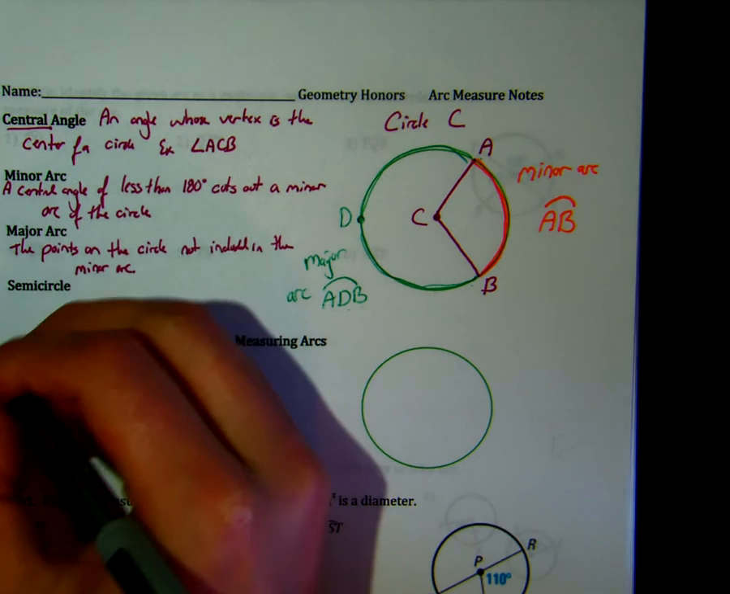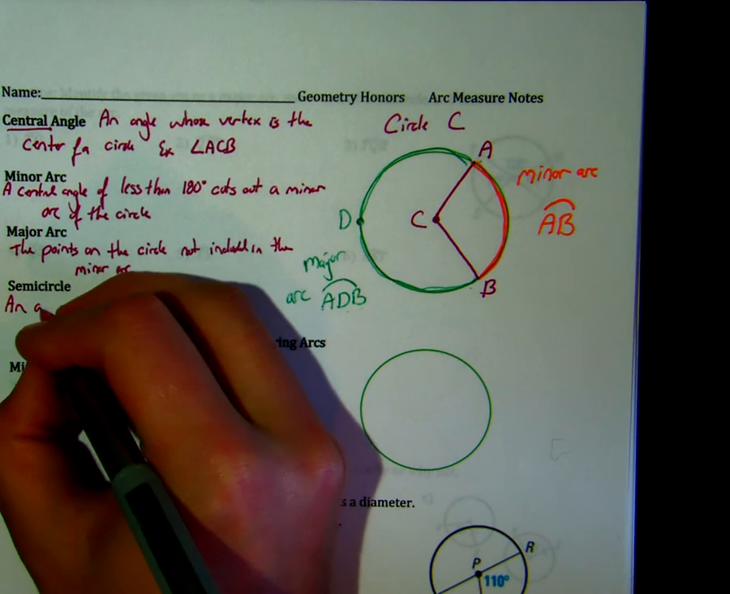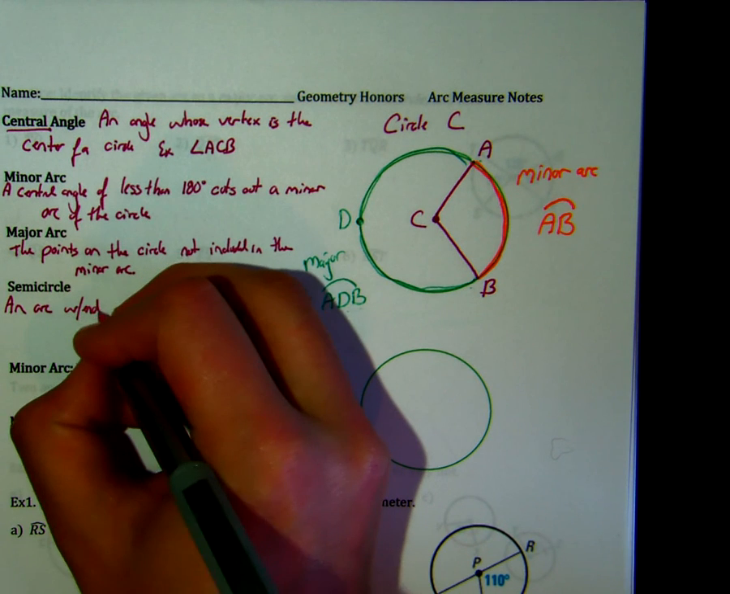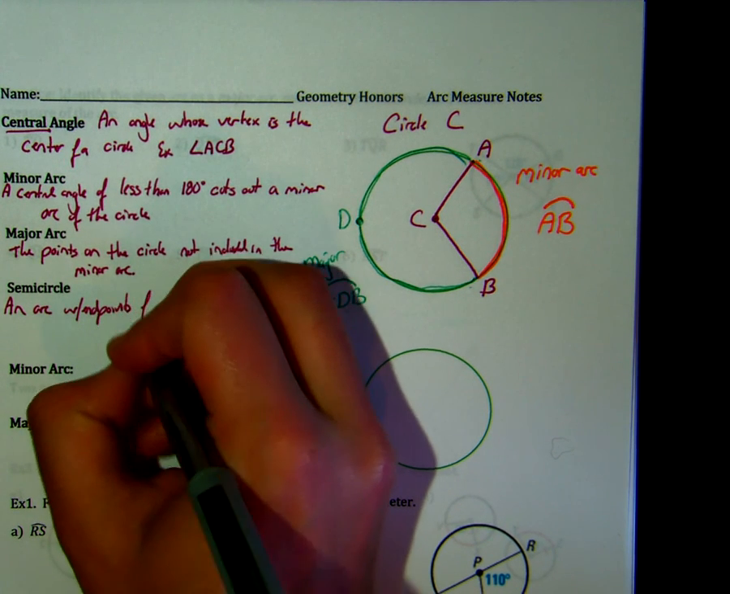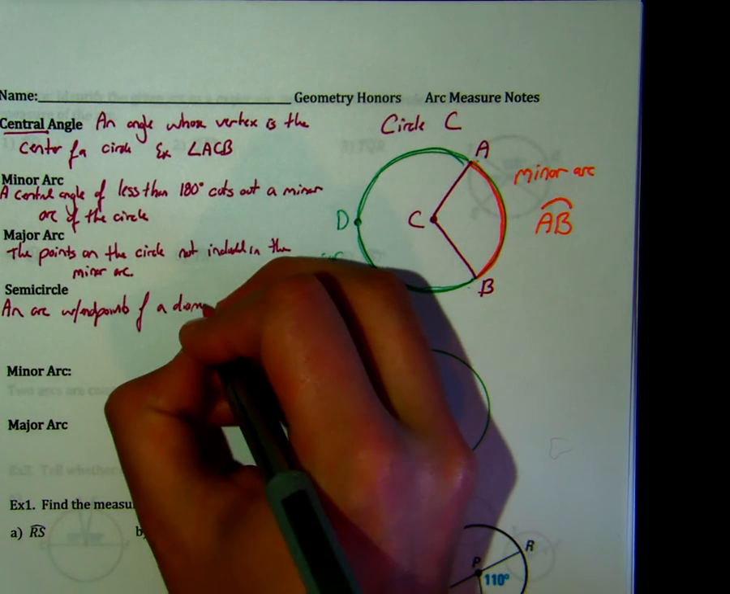Now a semicircle is an arc with endpoints of a diameter. Remember, the diameter goes right through the center of the circle.